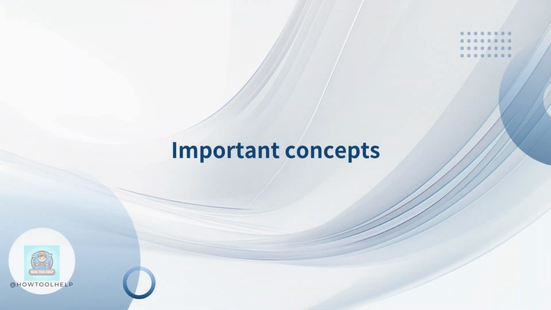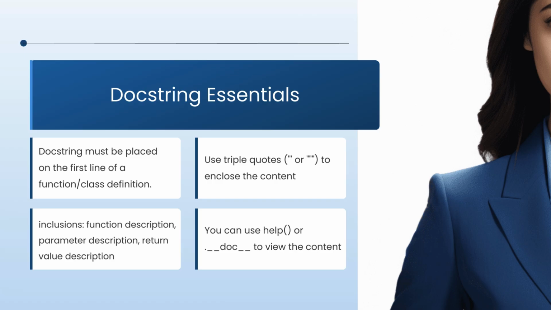Key takeaways. Before we conclude, let's summarize the key points. Docstrings must be placed on the first line inside a function or class definition. Use triple quotes to enclose the content. It is recommended to include a function description, parameter descriptions, and return value description. Use help or __doc__ to view the docstring content.